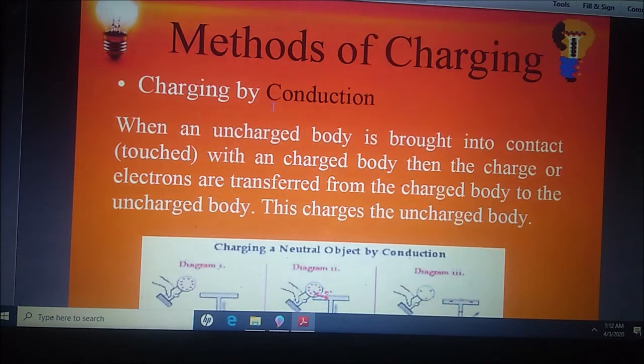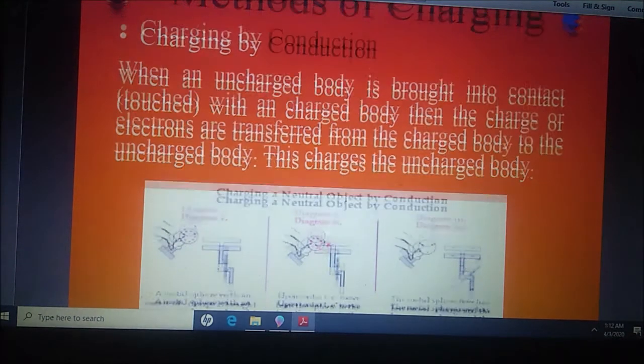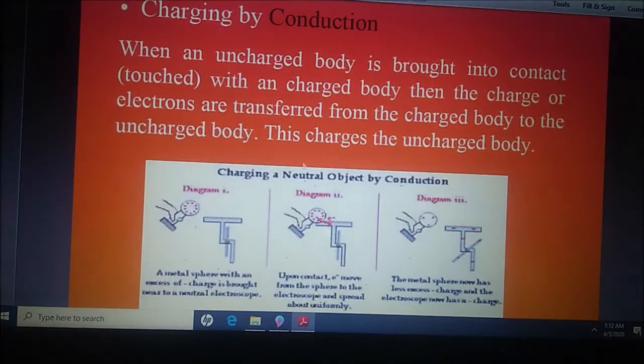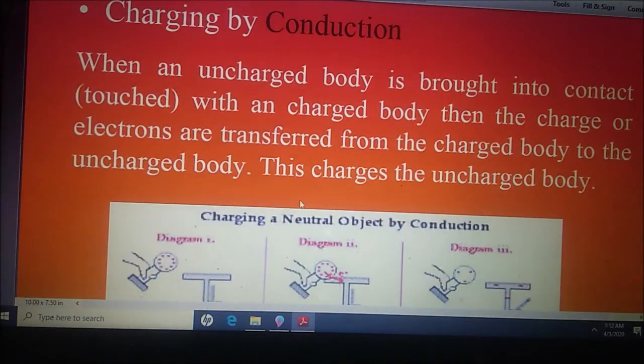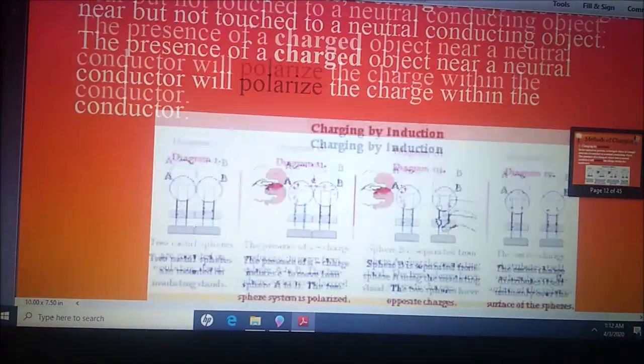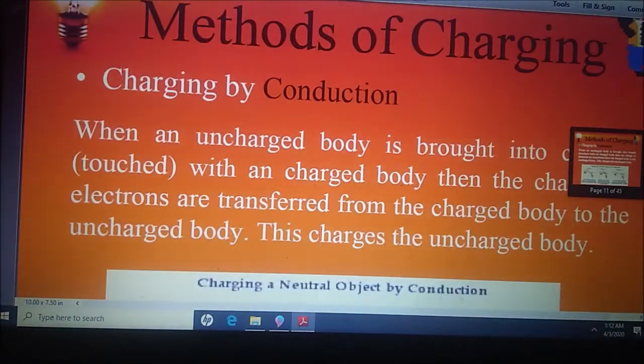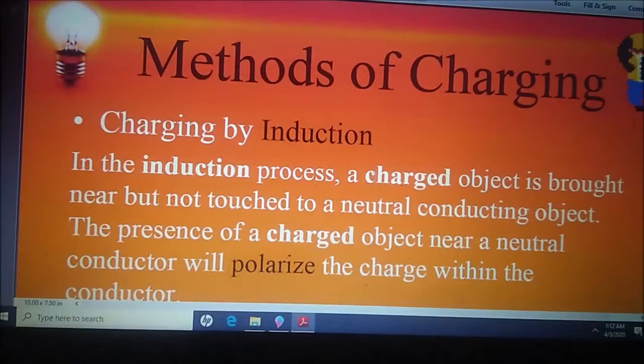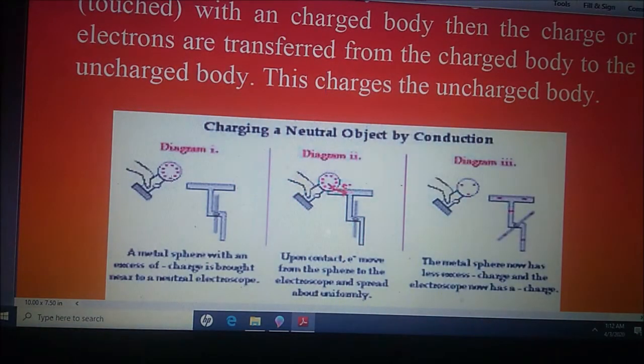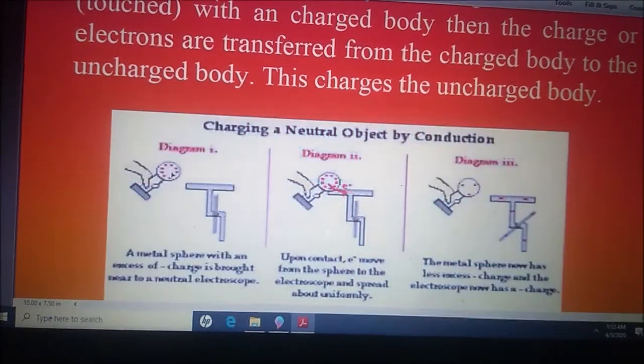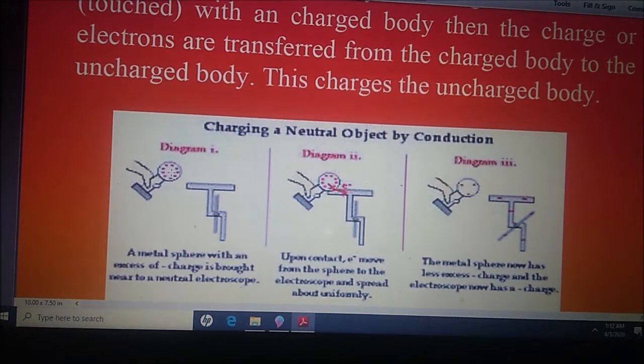Now the first method is charging by conduction. As we know, in charging by conduction there is a charged body, as you can see in the diagram. Let me zoom out. As we can see, there is one charged body here, and this charged body is brought towards an uncharged body. This is the uncharged one.